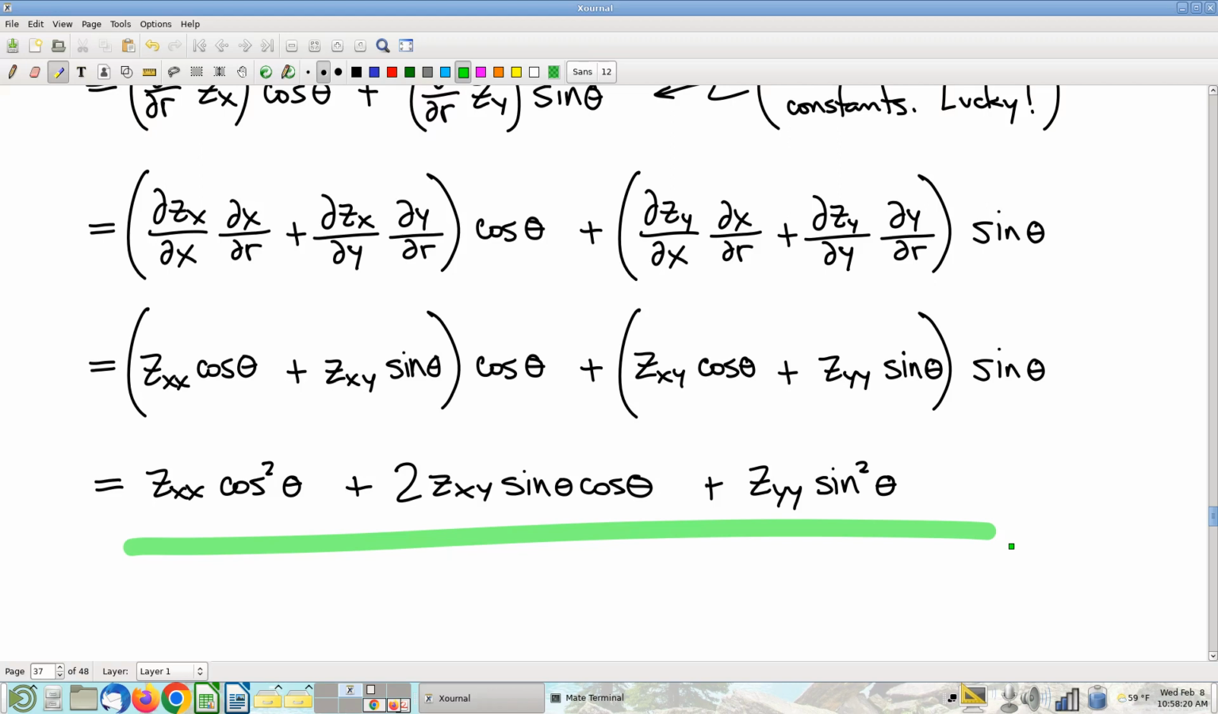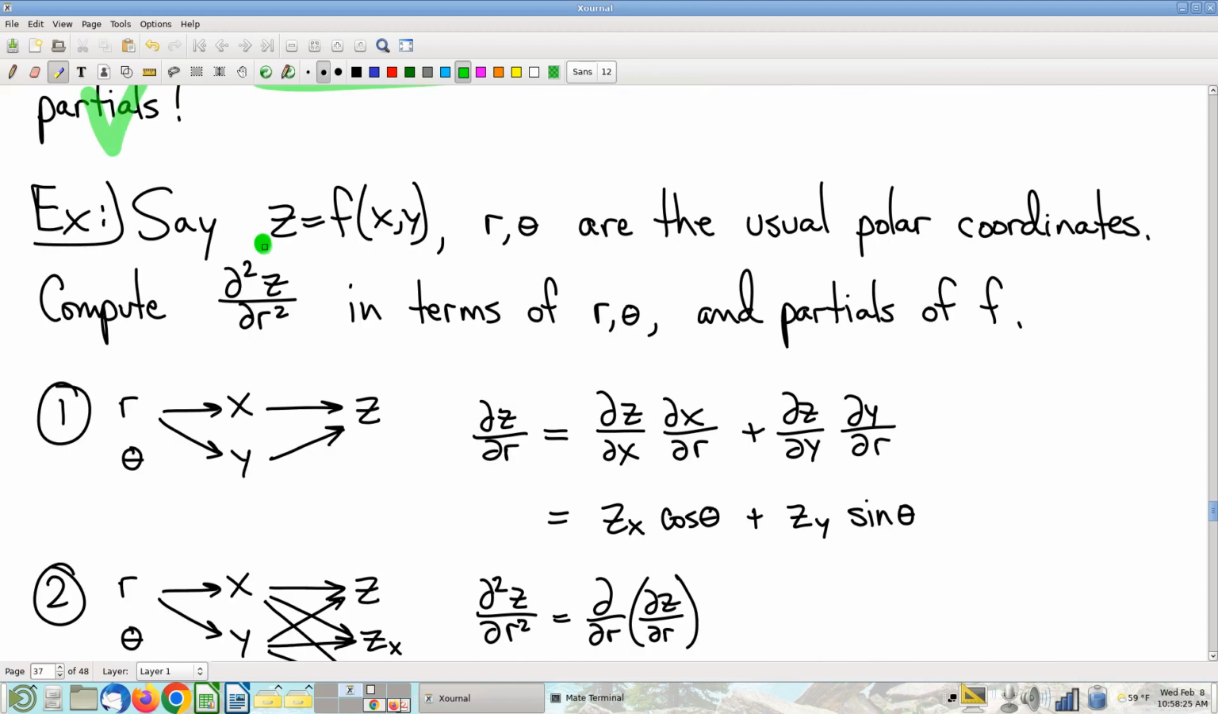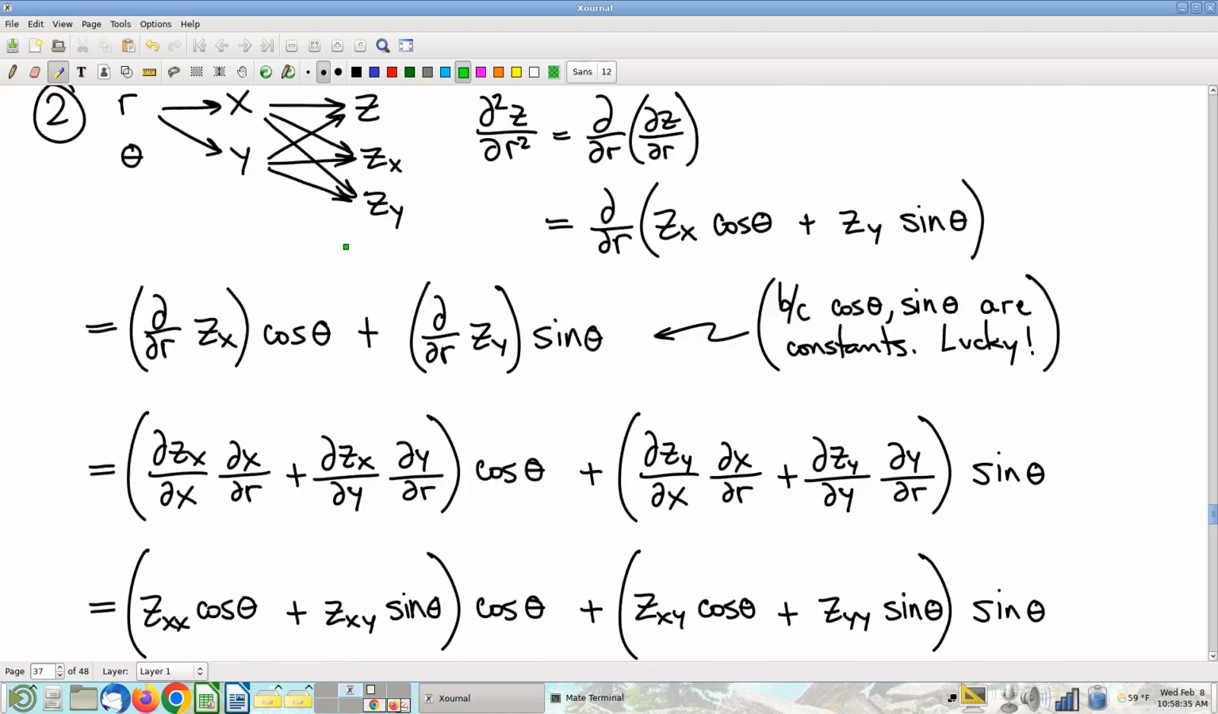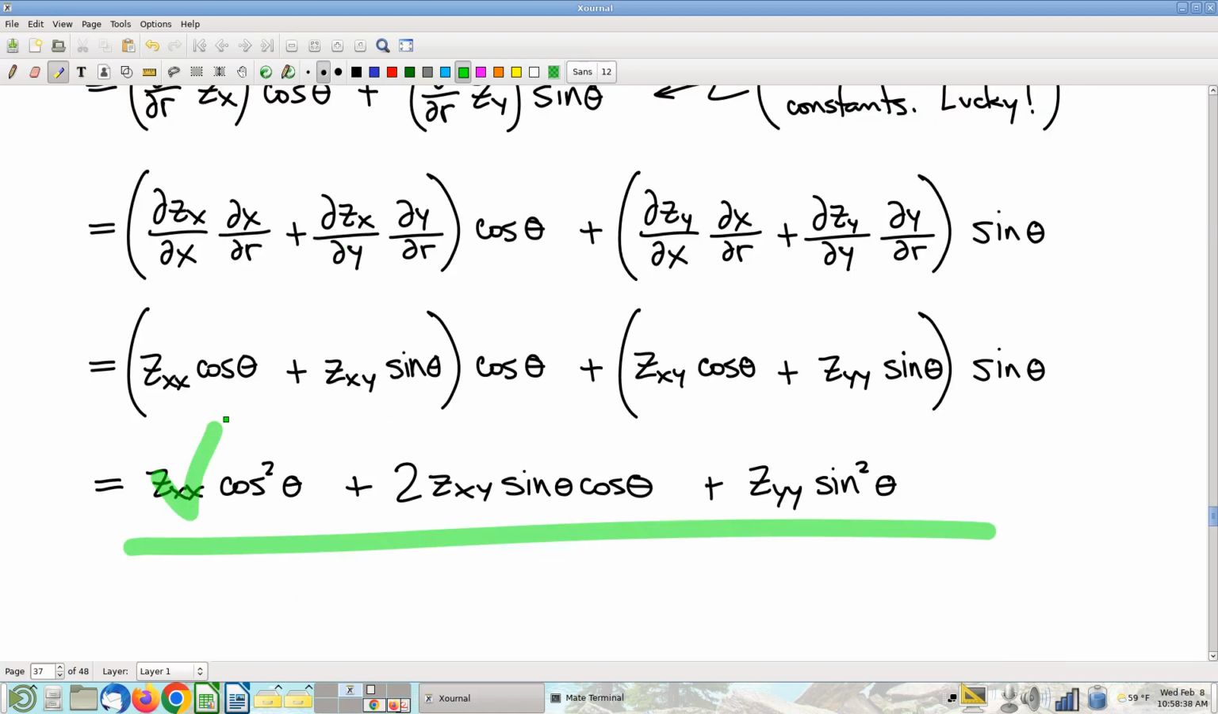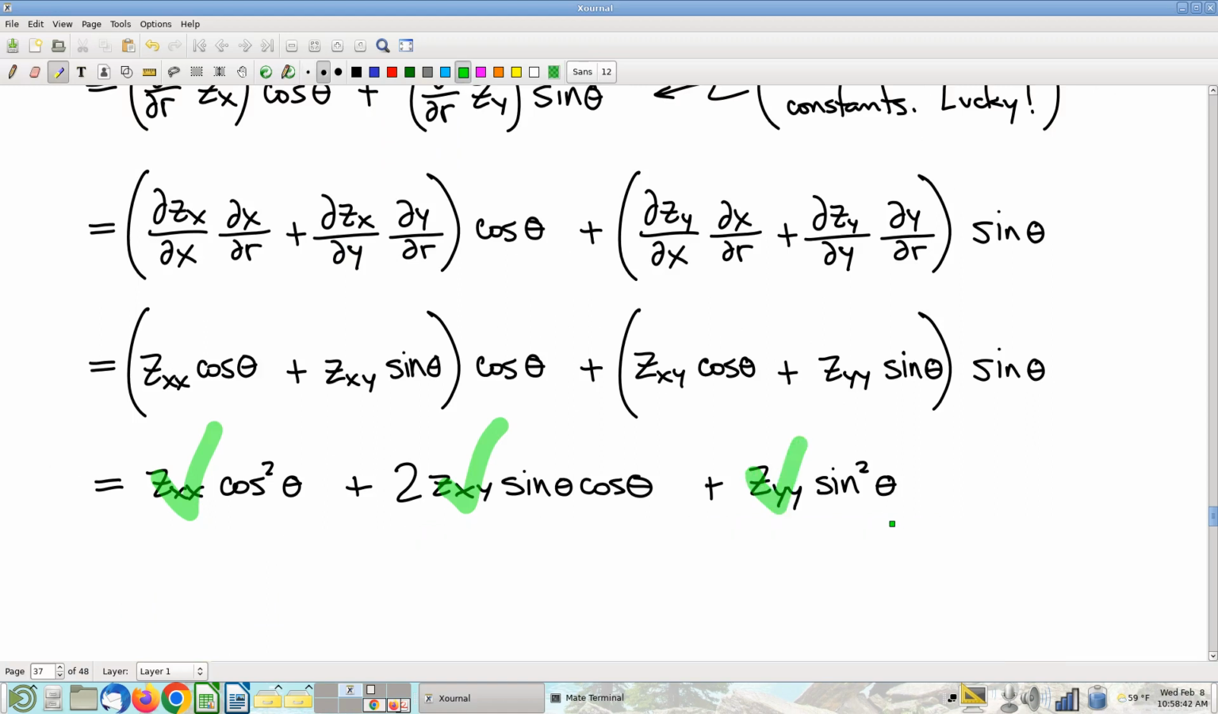So if you are given a function written in terms of x and y, but for whatever reason you want its r second partial, right? Knowing just the function in terms of x and y, you can take those partials of the function in terms of x and y, and then this is the extra stuff you have to add on to get what you want. So, nice general rule.